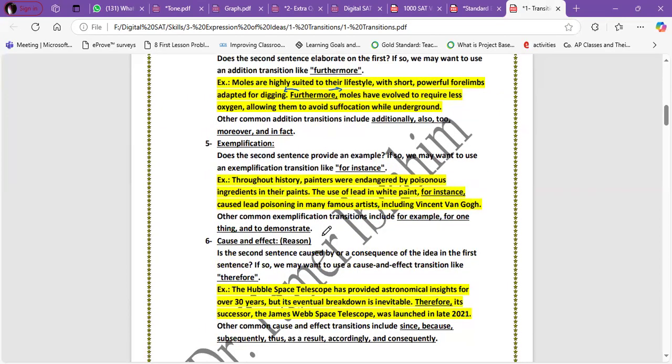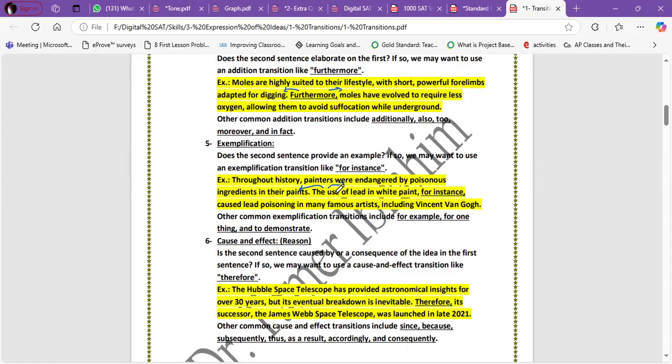Number 5, exemplification. To give an example, like for instance, we look at the sentence before and the sentence after to find whether we need an example or not. Throughout history, painters were endangered by poisonous ingredients in their paints. Means painters died or were poisoned because of the ingredients in their paint.